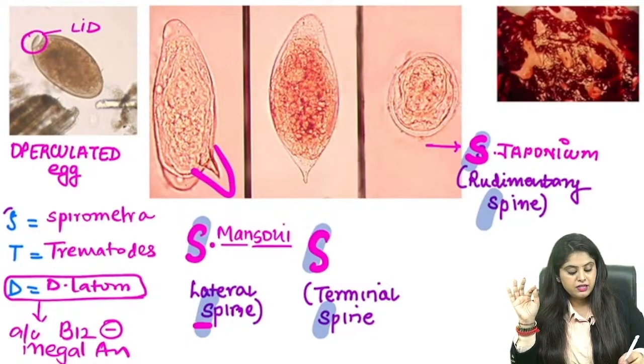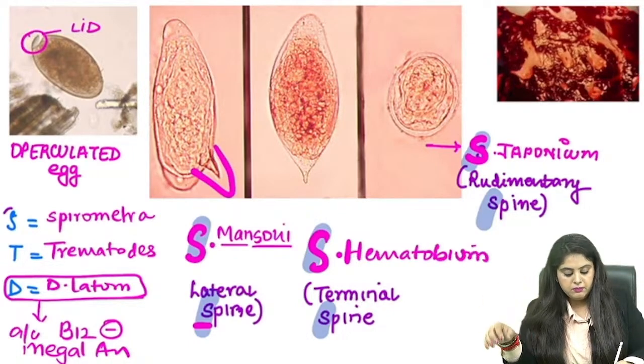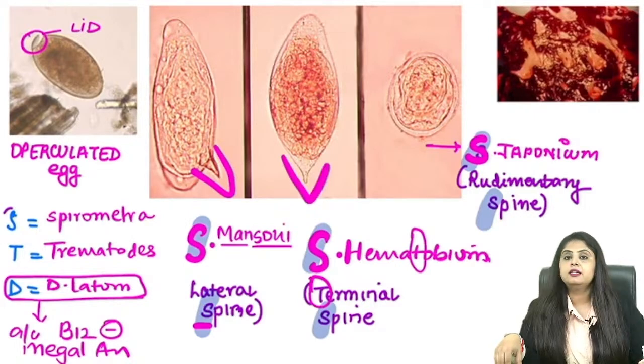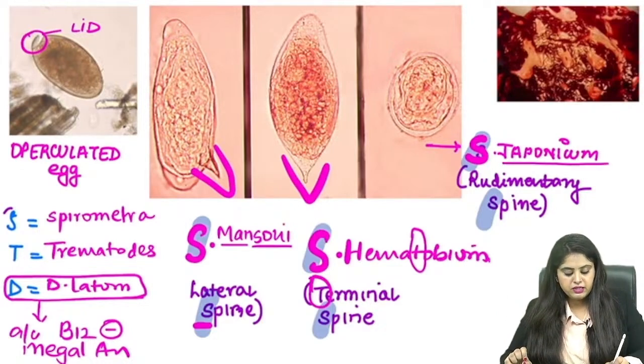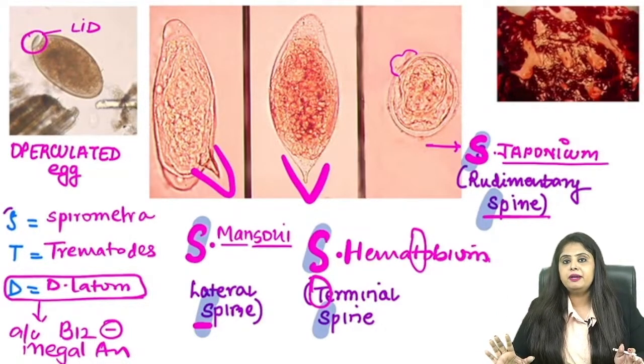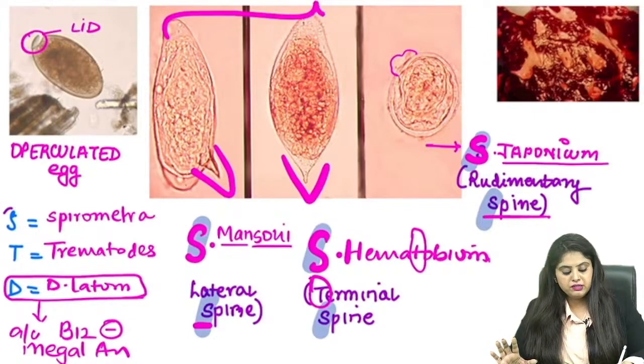Now we come to Schistosoma hematobium. Hematobium is going to show me a terminal spine. Mansoni, sleeping man, lateral spine. Hematobium, terminal spine, and Japonicum. Japonicum, spineless. I can't see a spine coming out. It is a rudimentary spine.